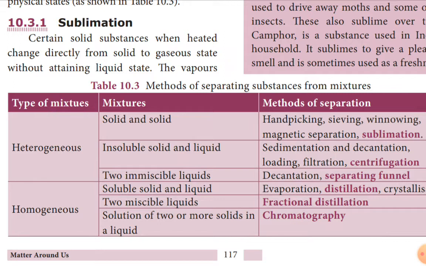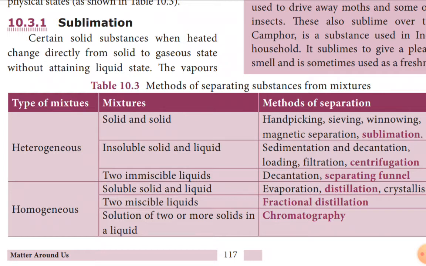For example, when rice is mixed with small stones, what we usually do is the method of hand picking. Using the hand picking method, we can pick out the stones. Also sublimation, that method we are going to study here. Then insoluble solid and liquid, for that we use the centrifugation method. Two immiscible liquids, separating funnel. So the headings given in red color are the topics we are going to discuss now.